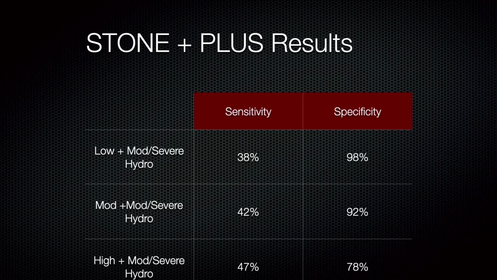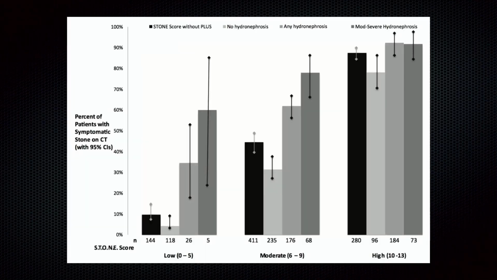They don't necessarily follow that linear correlation, but you can definitely see that the stone score plus hydronephrosis has a pretty decent specificity. So if you see hydro and they've got a good stone score, there's probably going to be a stone in there. Stone score and no hydro still struggles on the sensitivity side. And here's the graphical representation: low, moderate, and high risk of patients with any hydro, without the ultrasound, and with different degrees of hydronephrosis.